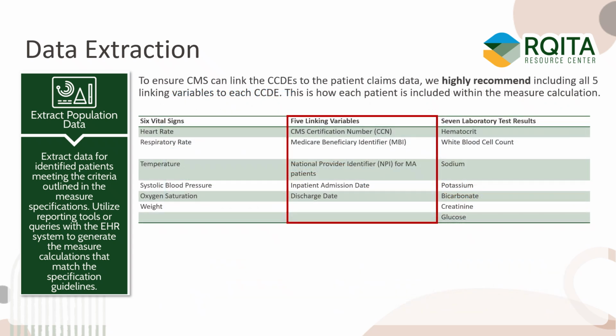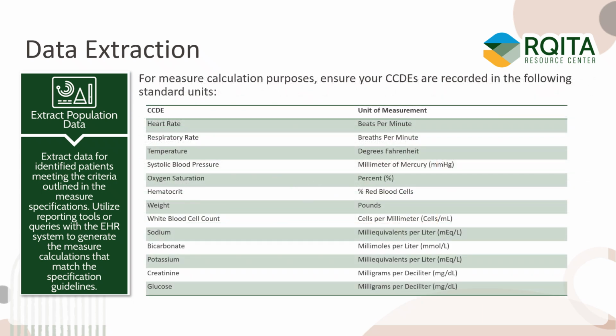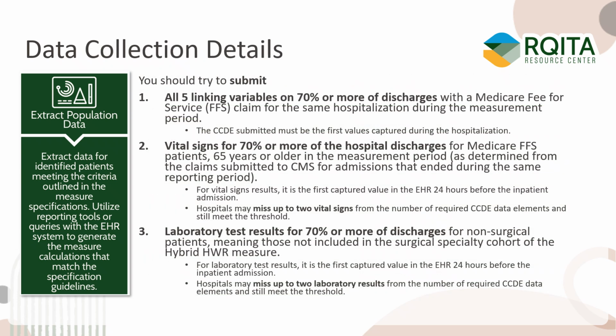To ensure CMS can link the CCDEs to the patient claims data, we highly recommend including all 5 linking variables to each CCDE. This is how CMS identifies each patient included within the measure calculation. For calculation purposes, please make sure your CCDEs are recording in the following unit of measurement in your EHR system. To ensure the best measure outcome, you should try to submit all 5 linking variables on 70% or more of discharges with a Medicare fee-for-service claim for the same hospitalization.